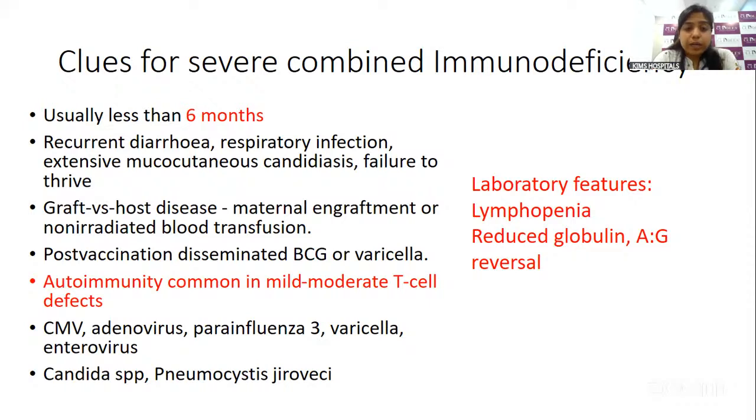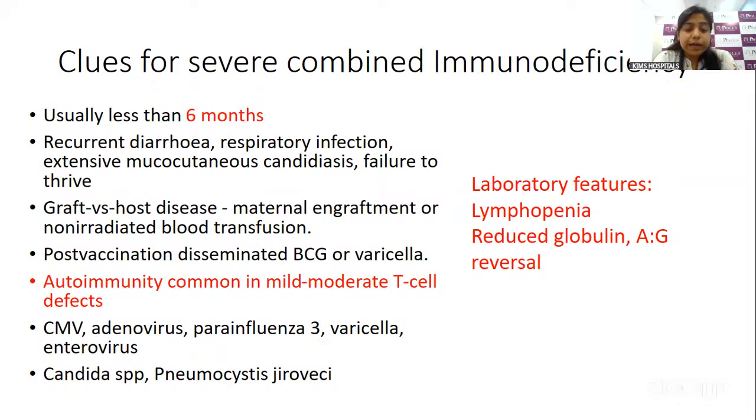One important thing is, when we are planning to transfuse this child, we should always give irradiated blood. If you don't give irradiated blood, that itself will lead to graft versus host disease. They will develop rash and T cell hyperreactivation. Regarding vaccination, they can have disseminated BCG or disseminated varicella if they receive these vaccines.